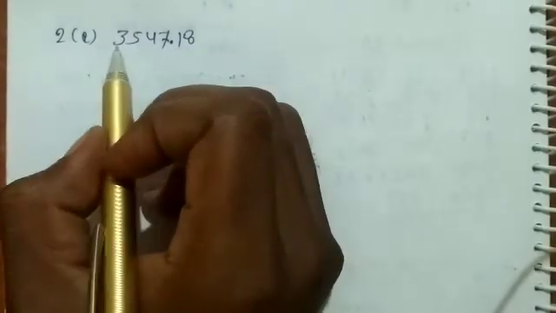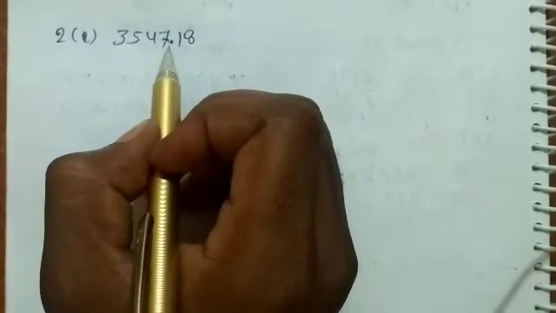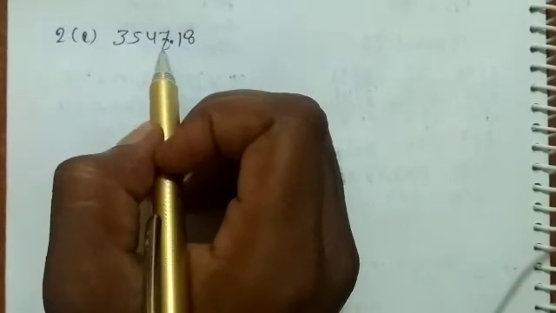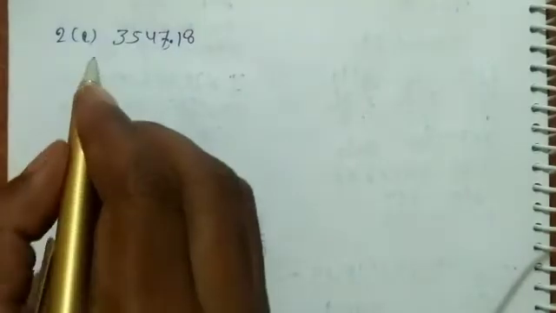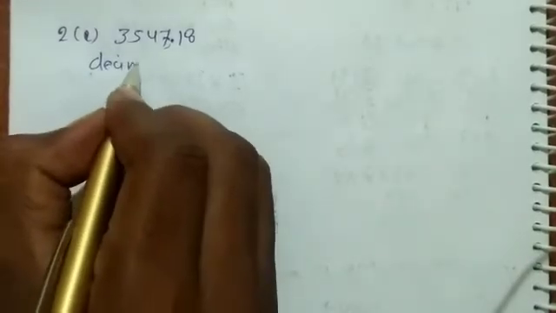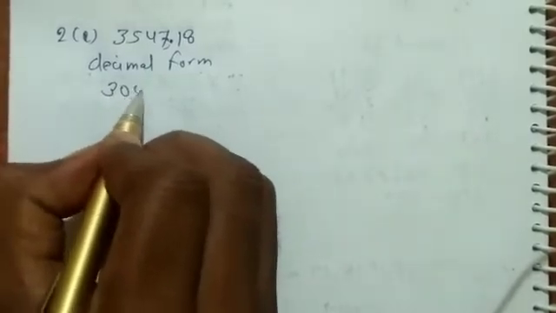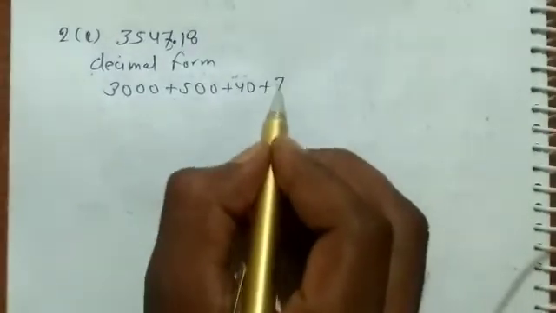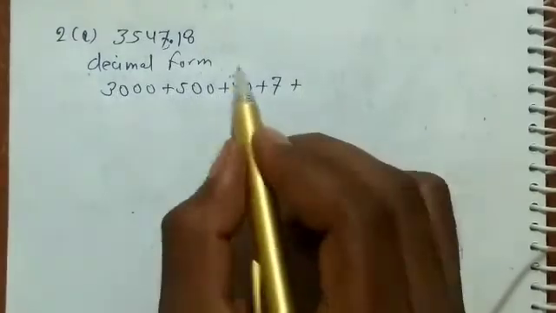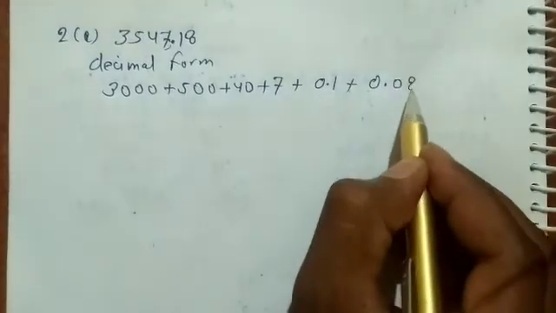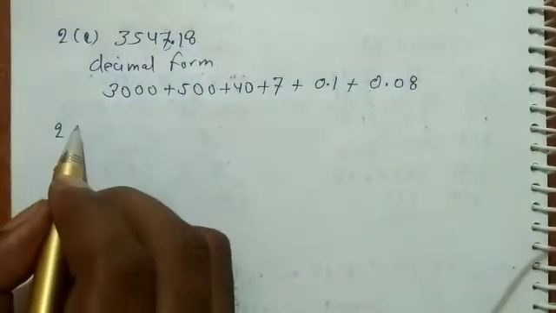So there are two forms to represent this number in expanded form: fraction form and decimal form. In question number 2, we have to write in both the forms, this is part E. First of all we write the decimal form. First of all, this will be 3000 as it is, and then 500 as it is, plus 40 plus 7, and then plus the decimal part. Decimal form means this is 0.1 plus this 8, 0.08.